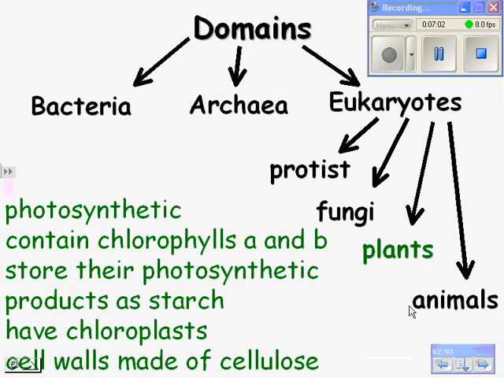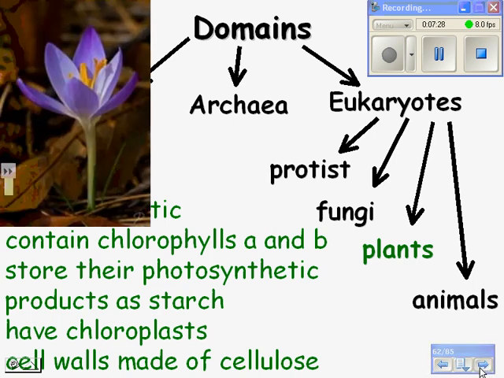Plants are photosynthetic. There are other photosynthetic things, like there are certain bacteria and certain protists that are photosynthetic. But plants have chlorophylls A and B. That's the pigment that they use. They also store their photosynthetic products as starch. So you learned that in the biochemistry unit. They have chloroplasts, which are those organelles that do photosynthesis. And their cell walls are made out of cellulose, and they usually have pectin in them too. So here are examples of plants.